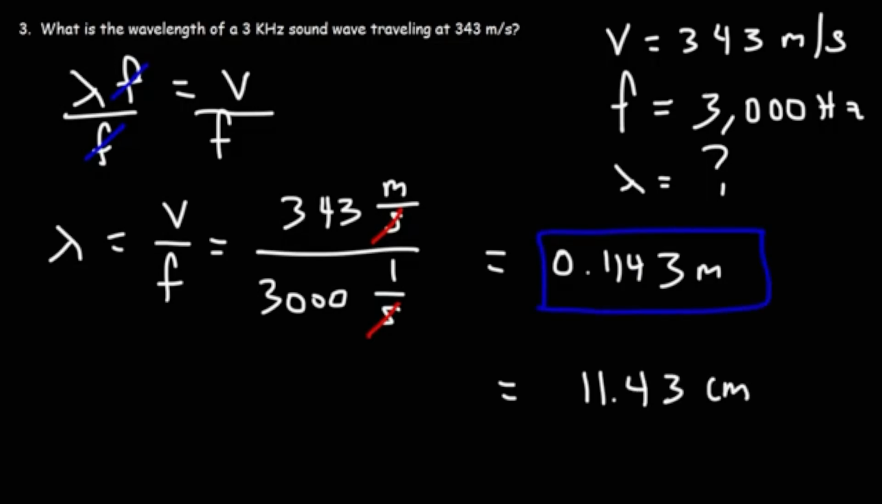So that's how you could find the wavelength given the frequency and the speed of the wave. Number 4. A wave has a peak-to-peak length of 25 centimeters and a period of 40 milliseconds. What is the speed of the wave?